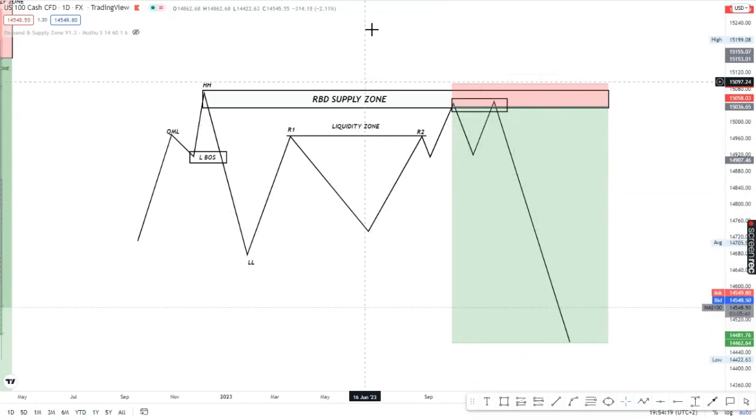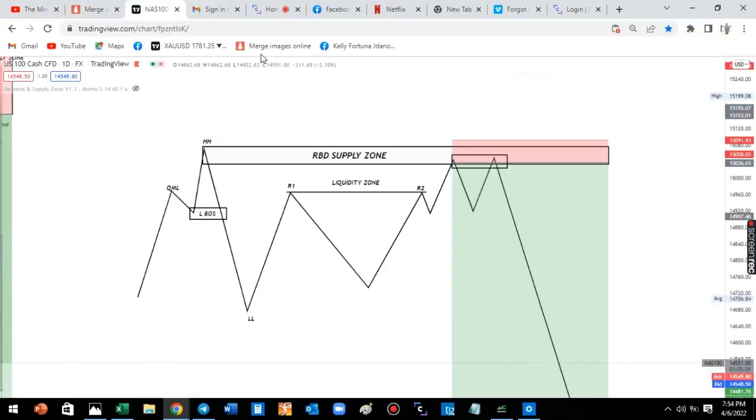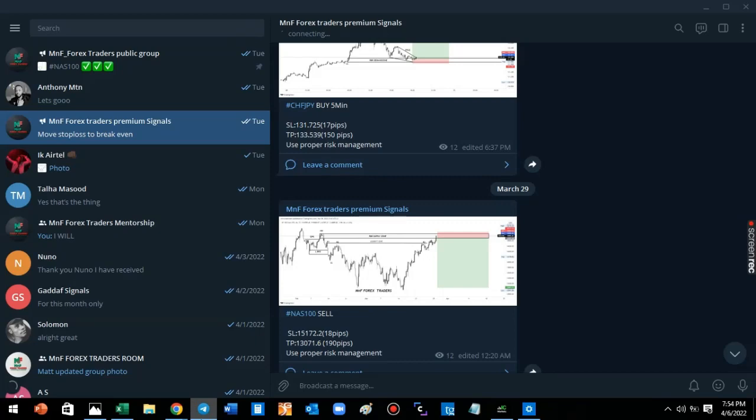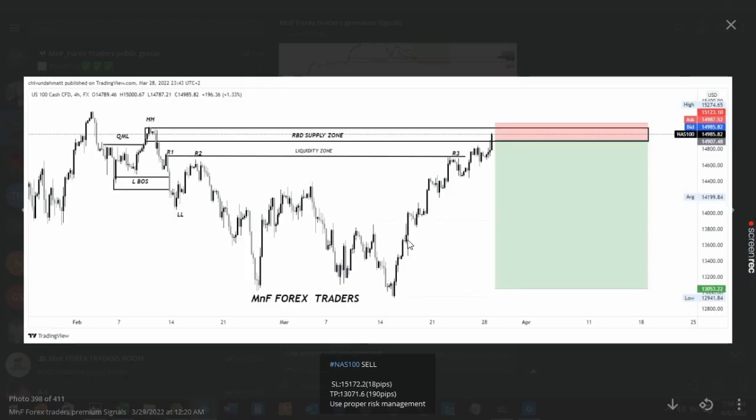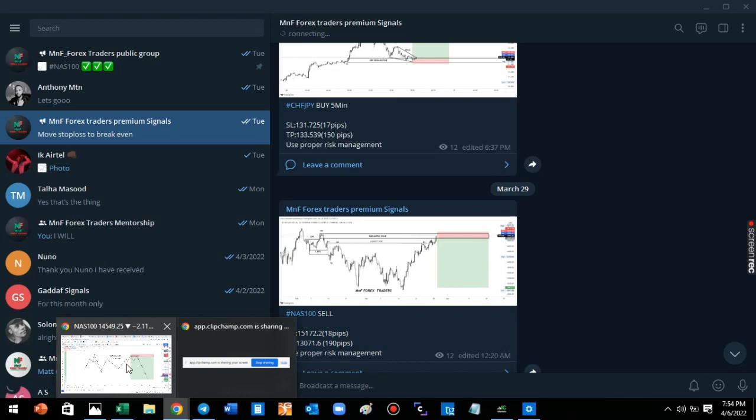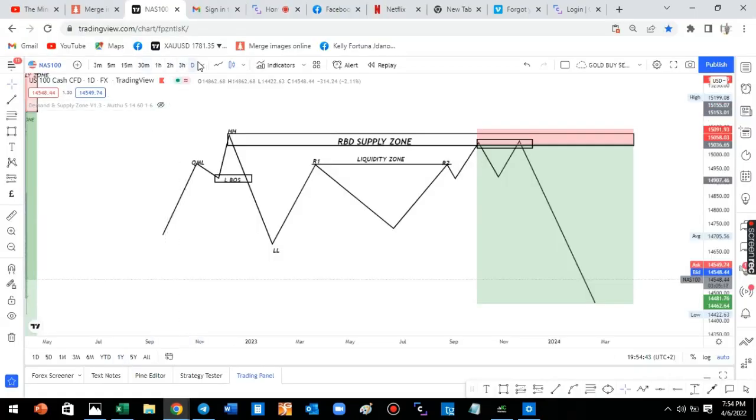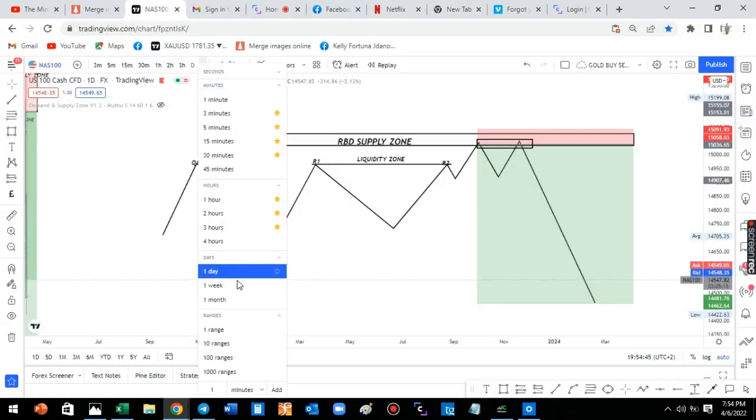So without wasting much of your time, let me just show you right now. This trade was taken on the 4-hour time frame. By the way, this was the trade sent to our private community last week. As you can see, the market was right there. We had a very beautiful setup right there. Then let me show you what happened. And now, let me go to my 4-hour time frame.